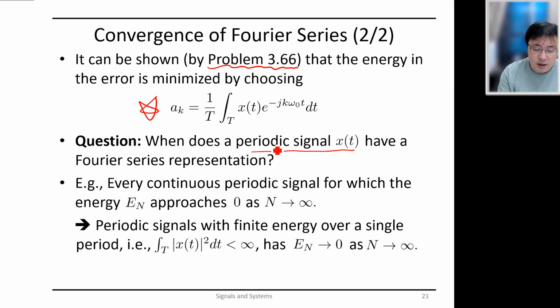Okay, so when does a periodic signal x of t have a Fourier series representation? Okay, in fact, every continuous periodic signal for which energy En goes to zero as n goes to infinity has a Fourier series representation. Okay, so it has a Fourier series representation in the sense that the Fourier series representation has an error with the actual signal x of t that goes to zero in energy.